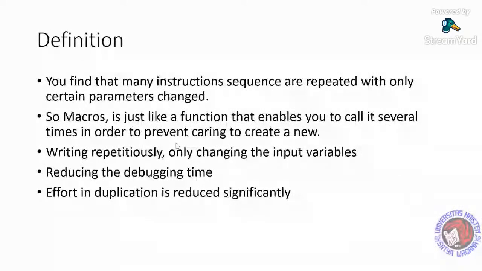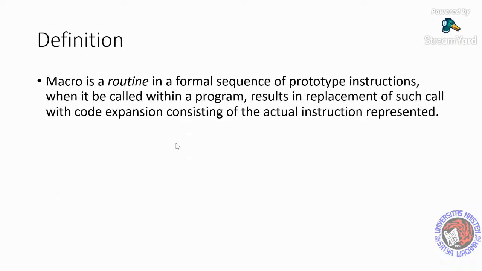Okay, how do we do that? We use macros, which we call a function. Writing repetitively, only changing the input variables. This is the idea behind macros. Yeah, it is the most beneficial way of reducing debugging time. Effort in duplication is, of course, reduced significantly. Okay, a macro is a routine in the formal sequence of prototype instructions. When it is called within a program, the result is replacement of such a call with code expansion consisting of the actual instructions represented. This is the concept of macro.